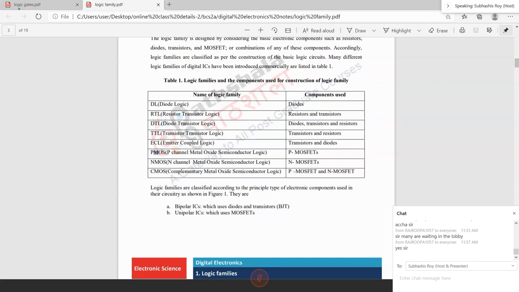Now, why are there so many options available? The answer is, initially there were not so many options. At the very beginning there was only diode logic, then there was improvement, so RTL came, then DTL came, then TTL, then ECL. This is the improvement as you go down; you will get the improved version of the logic family. CMOS is the ultimate, the improved version of the logic family. There are lots of advantages if you choose the CMOS logic family to design your logic gates.